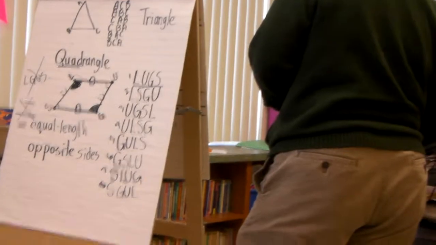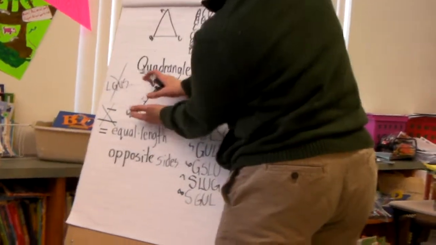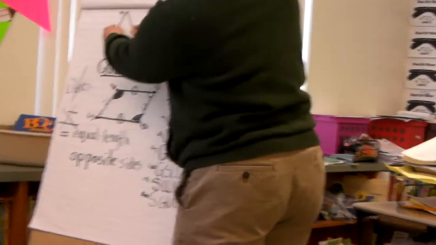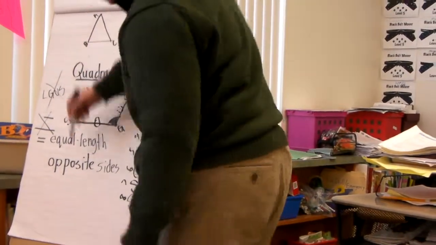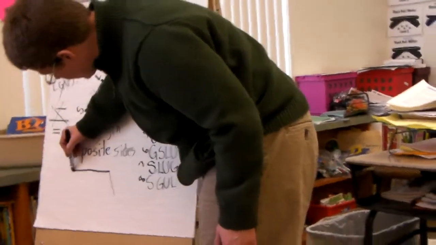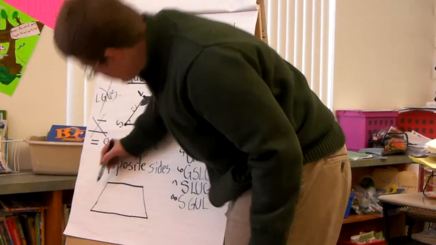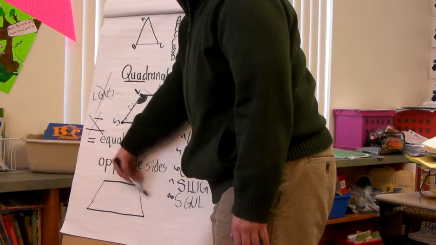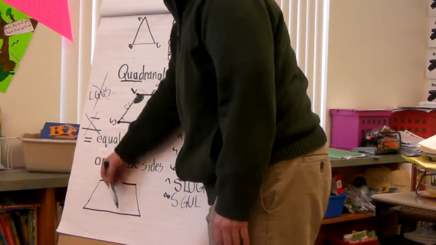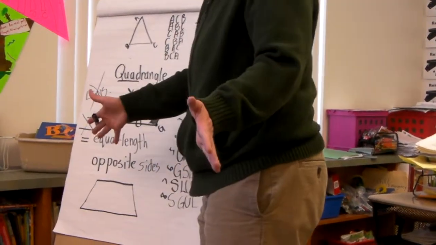And then parallel. We talked about parallel. A lot of times opposite sides are parallel, but not always. These certainly are not. But in a quadrangle, a lot of times they are. However, here's a quadrangle where the opposite sides are not going to be parallel. Well, one set of opposite sides is, and one is not. This would be a quadrangle. These opposite sides are equal. These opposite sides are not equal. And these opposite sides are parallel, but these opposite sides are not parallel because they go like this.